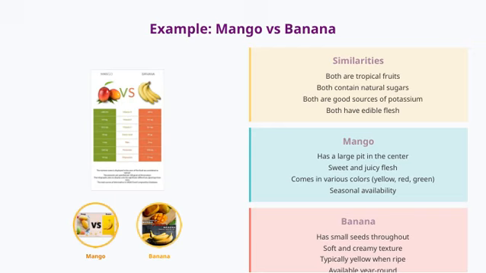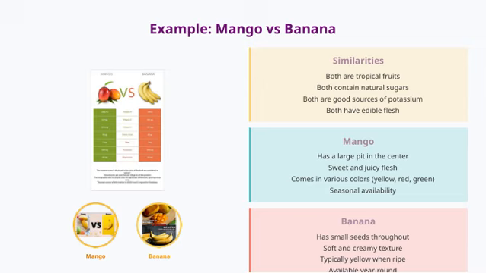Let's take a closer look at the comparison between mangoes and bananas. Both of these fruits are classic examples of tropical produce, and they share several key similarities. For instance, they are both rich in natural sugars, which not only give them their sweet taste, but also provide a quick source of energy. Additionally, they are both excellent sources of potassium, an essential mineral that helps maintain healthy blood pressure and proper muscle function. Another common feature is that both fruits have edible flesh, making them convenient and enjoyable to eat directly.